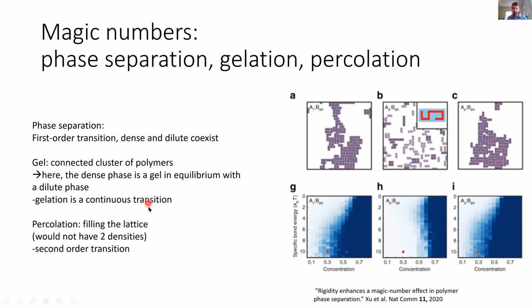And then finally, percolation is something that happens where, if you're just filling up a lattice, at some point things are just going to overlap and you'll form some connected cluster that fills the lattice. This is a second order phase transition generally, but again, you would not have two densities coexisting. So we really do have this first order phase transition, which is phase separation, where you have a dense gel in equilibrium with a dilute phase.